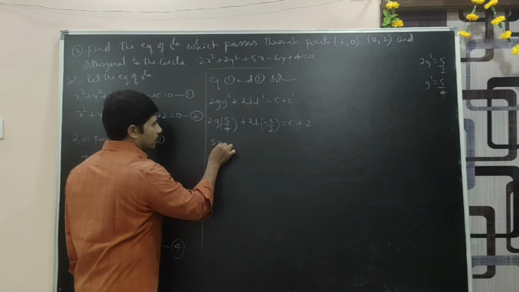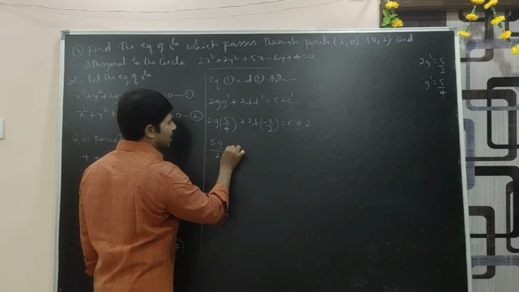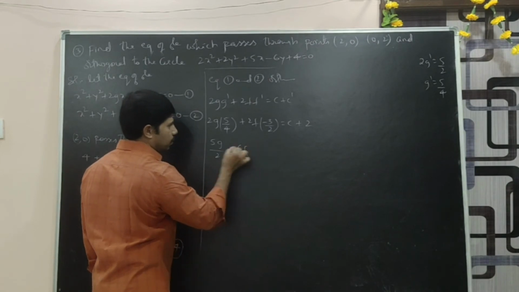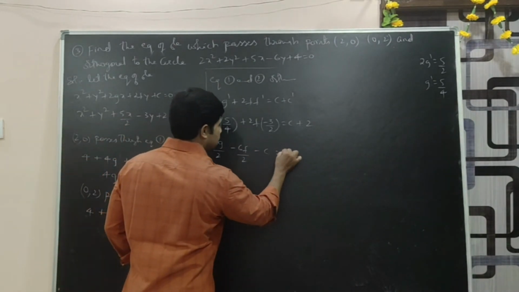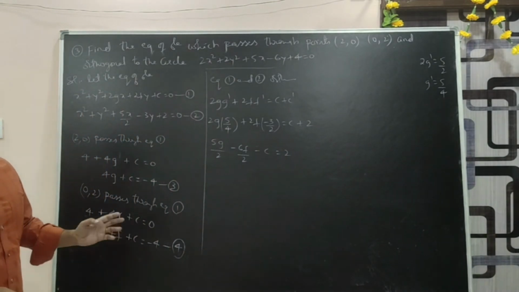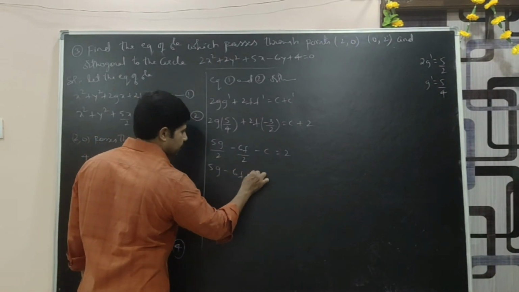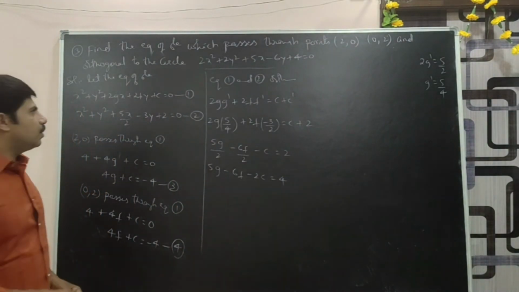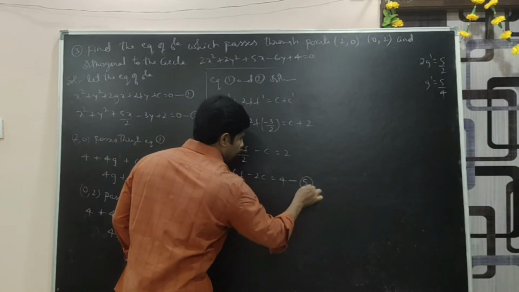So we get 5g by 2. We can cancel 2 2, or else we can write minus 6f by 2, minus 6f by 2. Then minus c is equal to 2. Right, so we'll take the LCM here. So we get 5g minus 6f minus 2c is equal to 4. This is equation number 5.